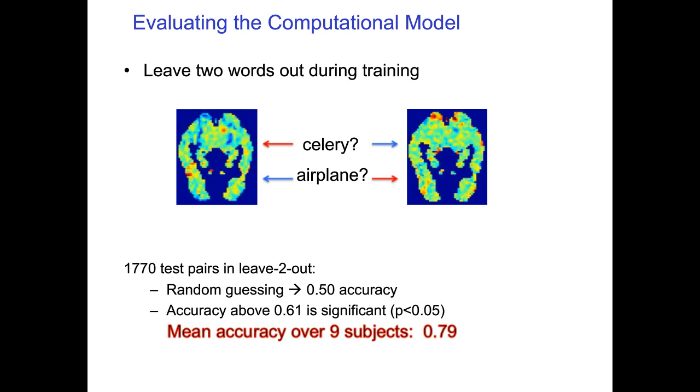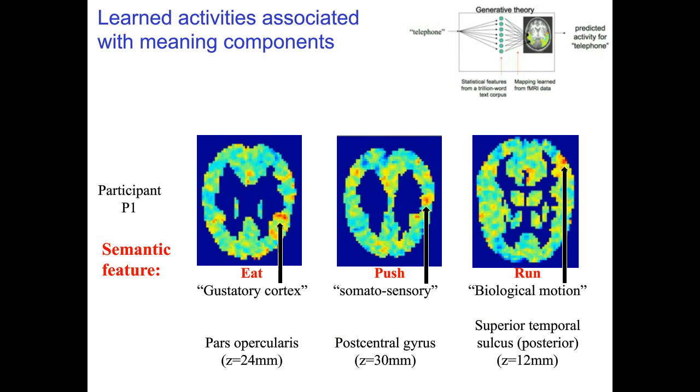We can look at what it has learned about those components. For example, the trained model believes that to the degree a noun co-occurs with the verb eat, then here on the left is the pattern of neural activity that will be added in to the activity representing that noun. And similarly for the verb push and the verb run. Those black arrows on the diagram here are pointing to the biggest blotches of neural activity learned by the model for each of these verbs.